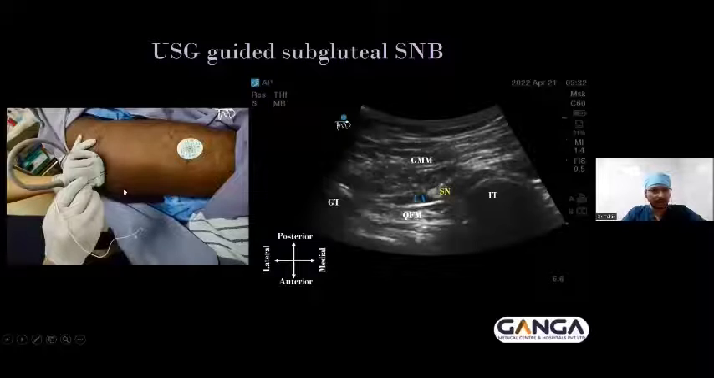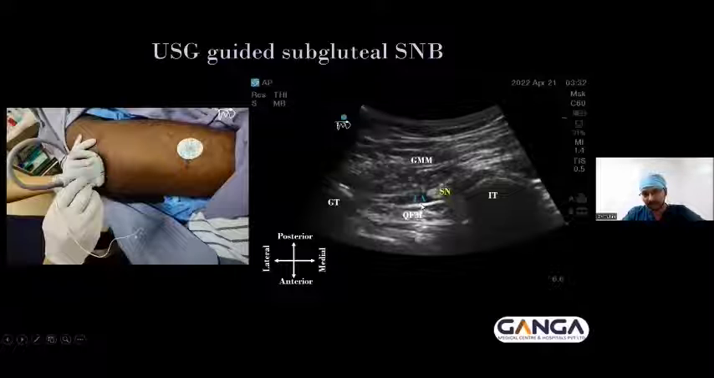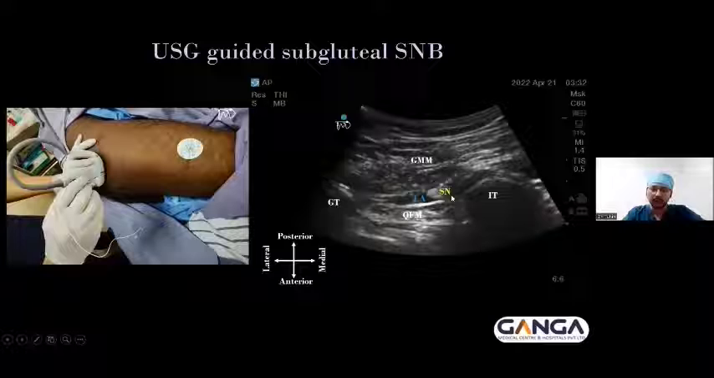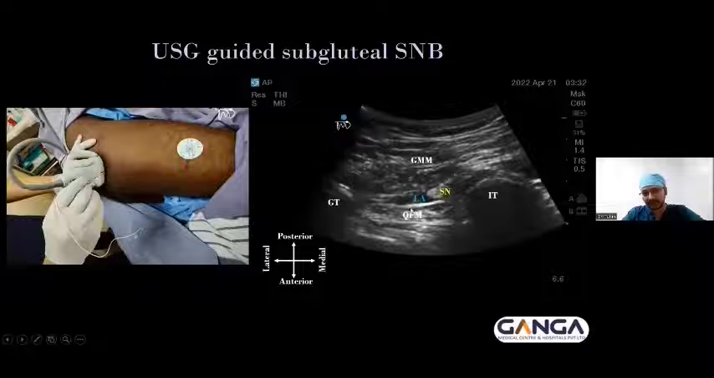So here you can see I'm doing an out of plane technique for a subgluteal sciatic nerve block, ultrasound guided. Most of the time we found that the sciatic nerve is placed more towards the ischial tuberosity rather than exactly at the midpoint. And you can see the nice local anesthetic distribution. This is the post-block picture, within the epimysium of these two muscles.